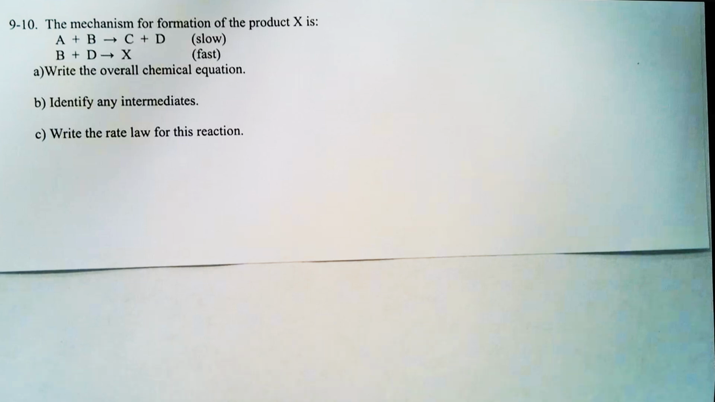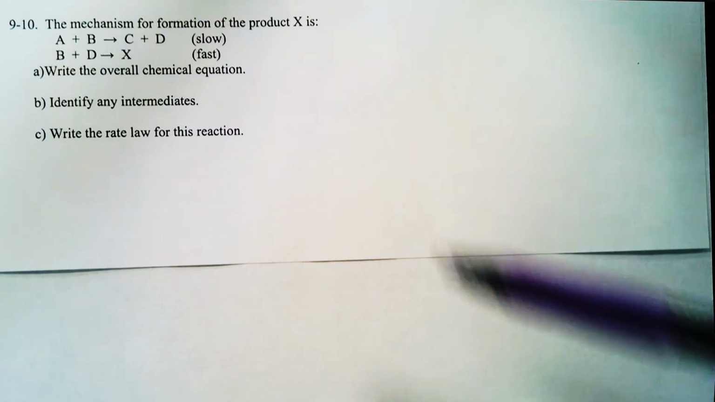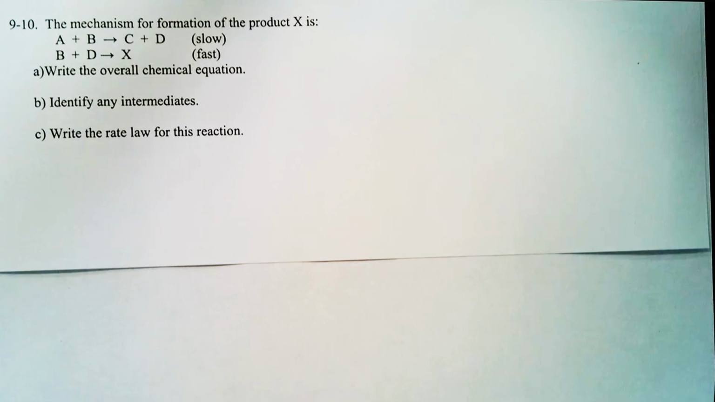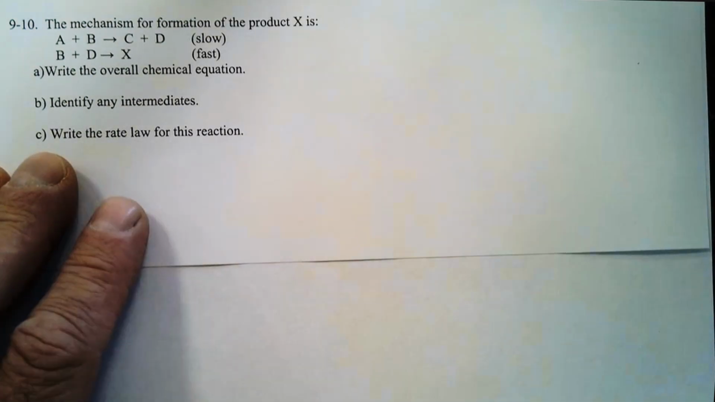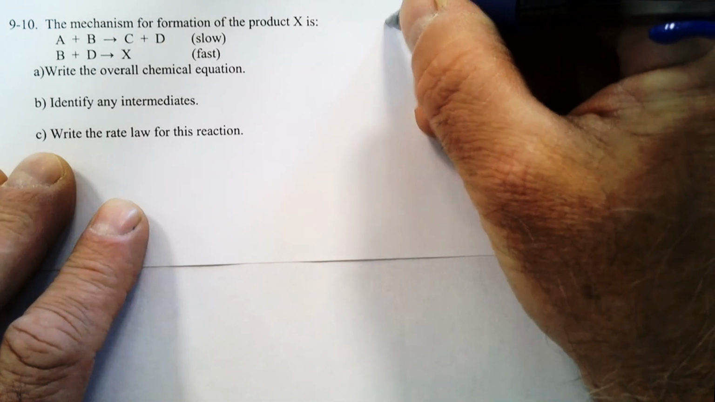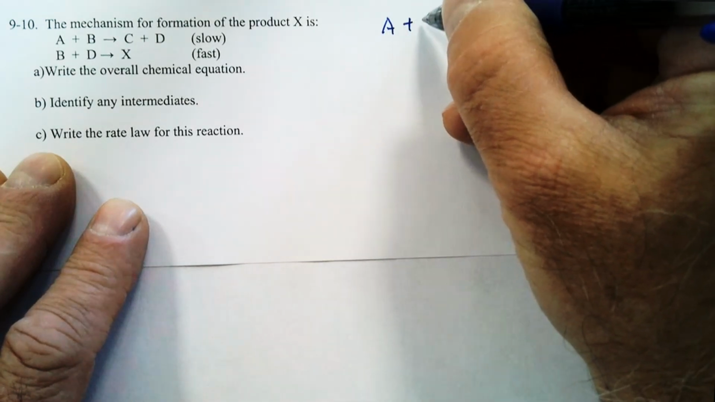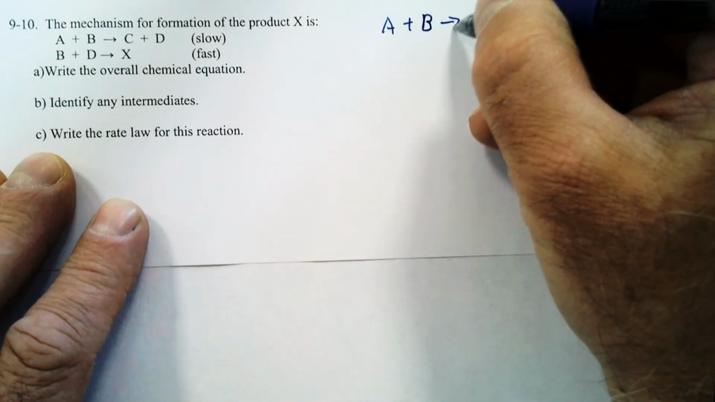So we're told we have a mechanism. These aren't what we might think of as a normal chemical equation. They're elementary steps. Now first let's write the overall chemical equation. I'm going to just write these elementary steps right here.